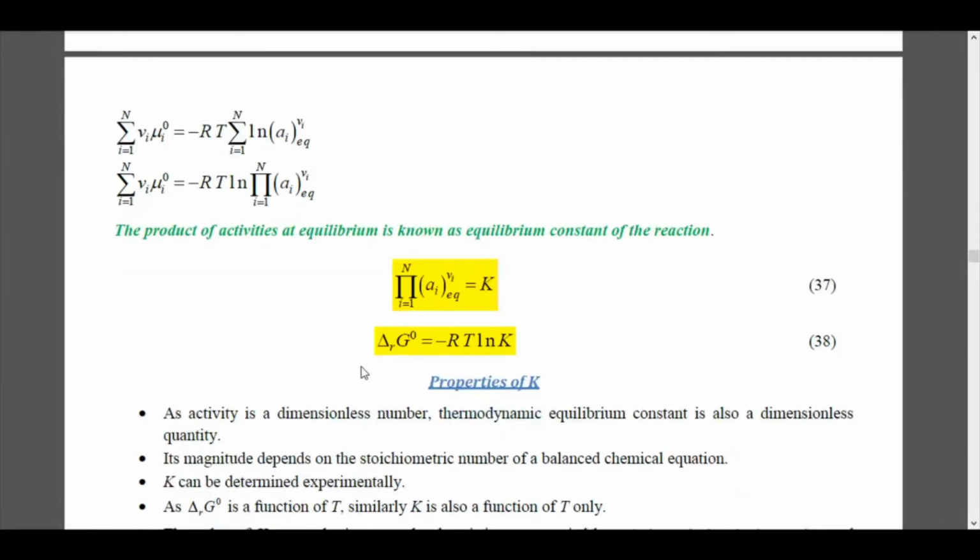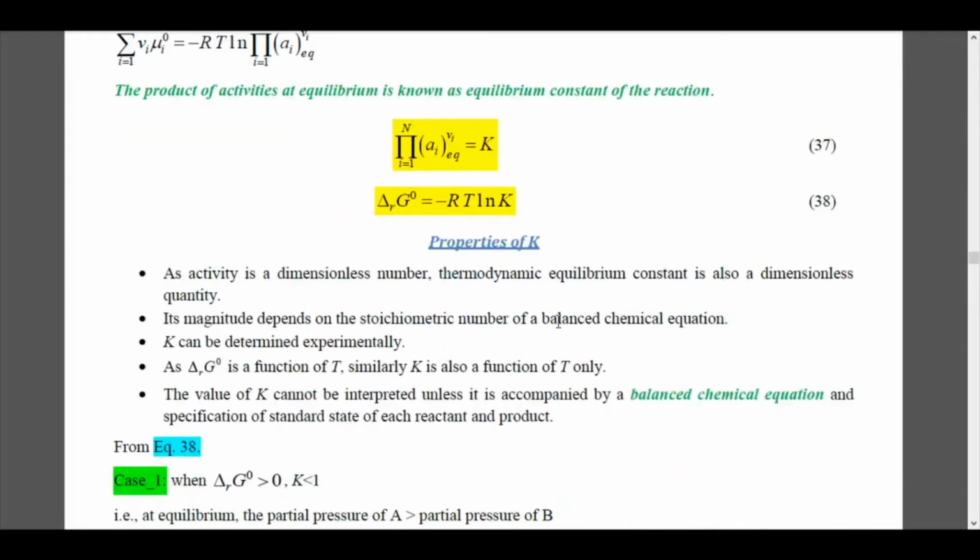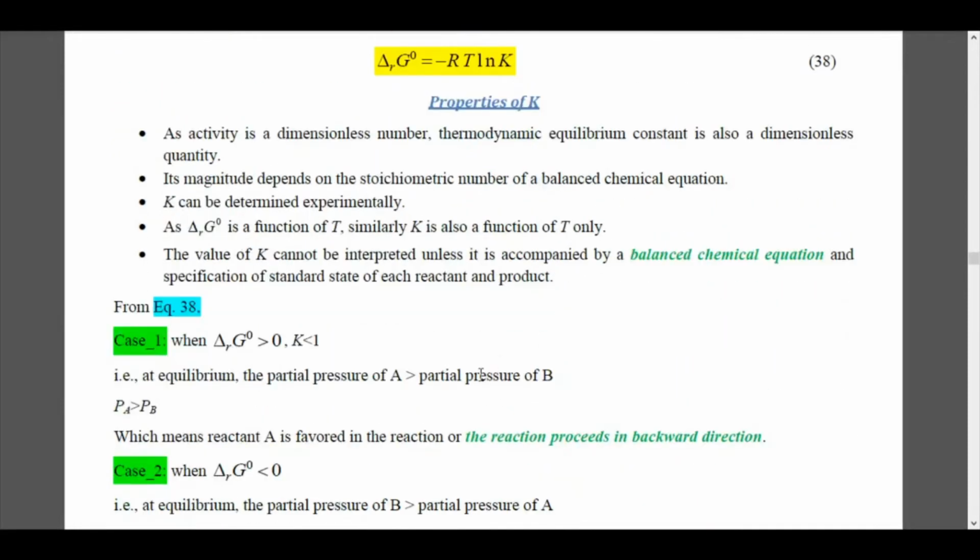Now, I can always say that the reaction Gibbs energy at standard state is equal to minus RT ln K, because at this point the reaction Gibbs energy is 0. So, the reaction Gibbs energy at standard state is equal to minus RT ln K. Now, K is the equilibrium constant. There are some peculiar properties of K, we will study that.